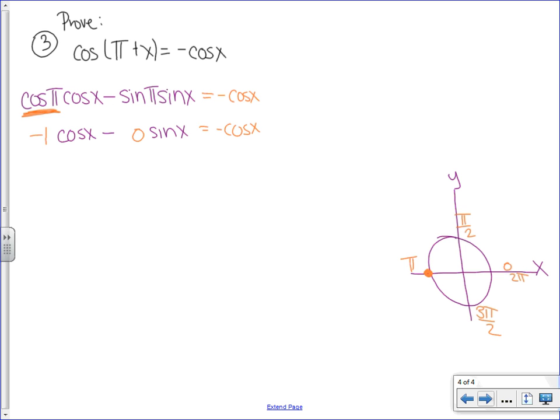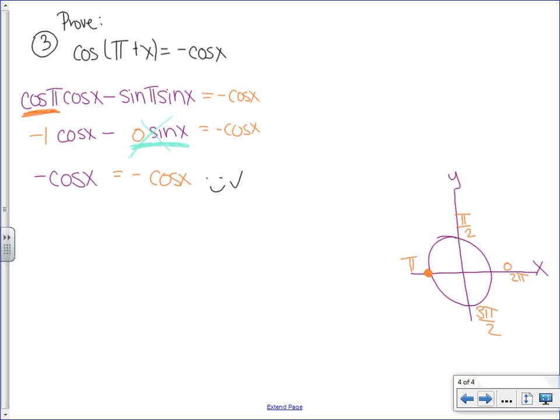Okay? Now, -1 times cosine x, you can leave it like that, or you can just say that that's negative cosine x, minus, and then this is where we all get really happy, because 0 times anything is 0. So this goes away, because anything times 0 is 0. And then I'm just left with the right side, which is negative cosine x. Boom, baby. Those things are the exact same, so we are happy. Because I'm happy.